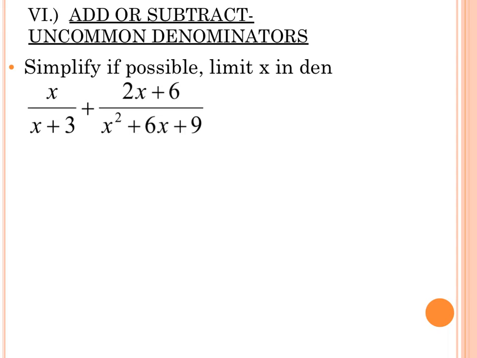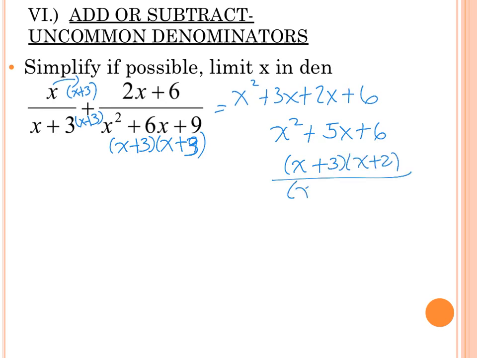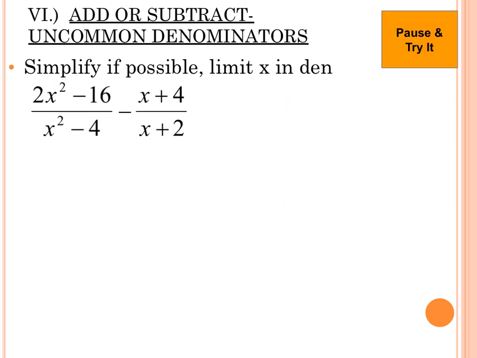Here we're going to factor the second denominator. It's a perfect square trinomial. So, oops, that's a 3. So this one needs an x plus 3 and an x plus 3. I can distribute. So I get x squared plus 3x plus 2x plus 6. I'm going to combine like terms and then factor all over x plus 3 squared. That will simplify to 1. This will be my answer, and x cannot be negative 3. Go ahead and try this one.